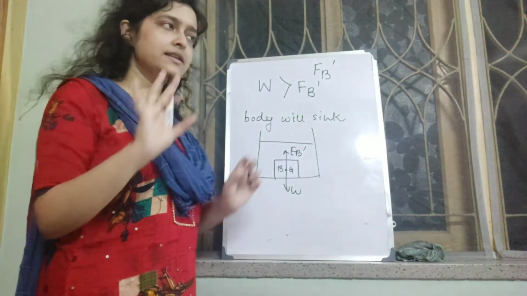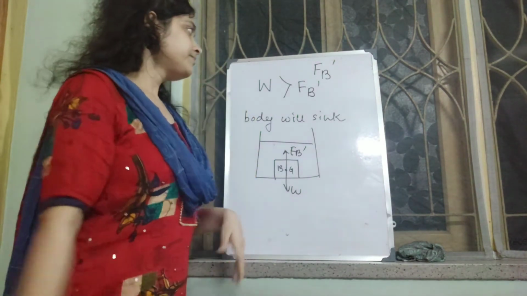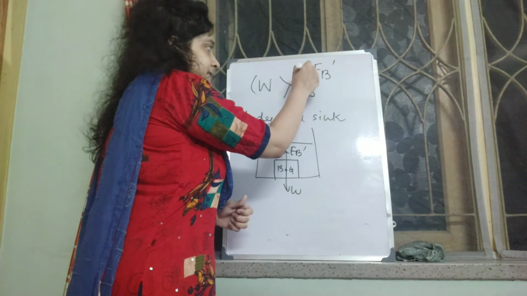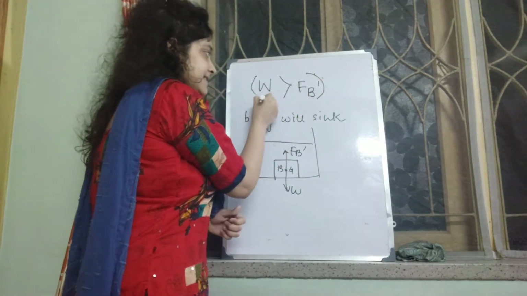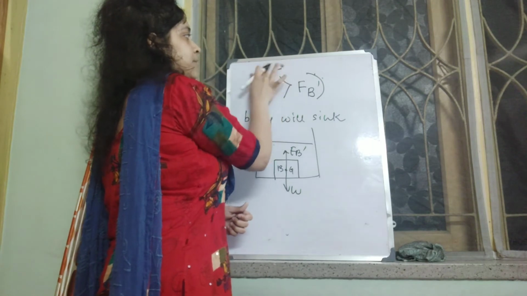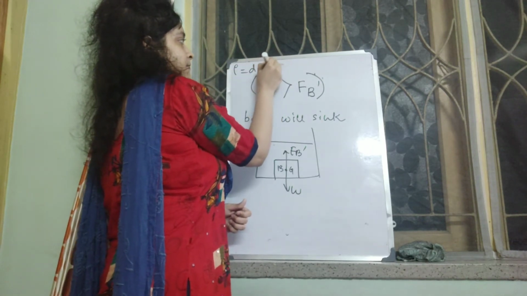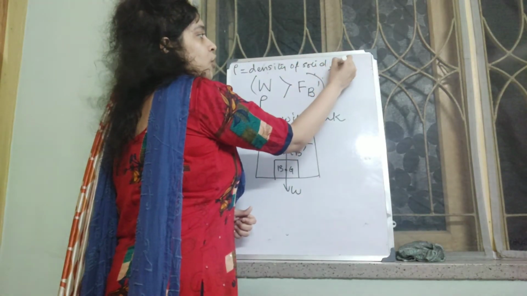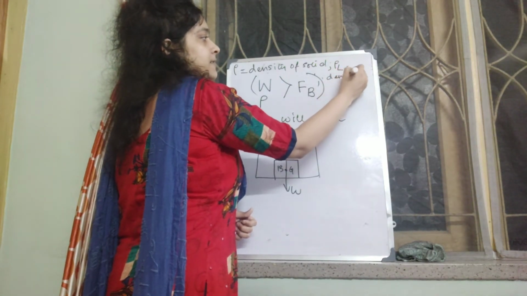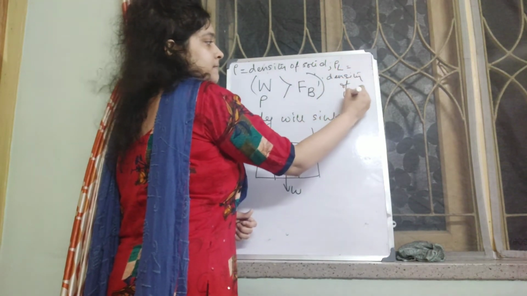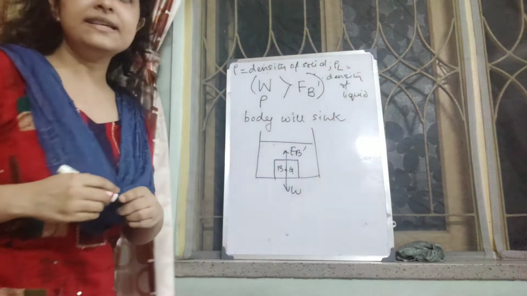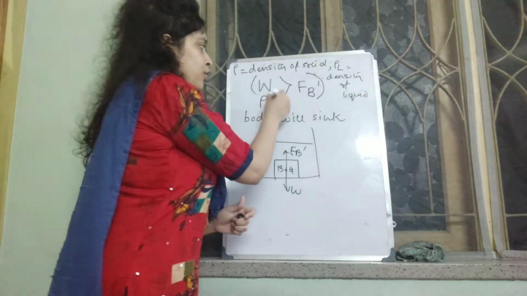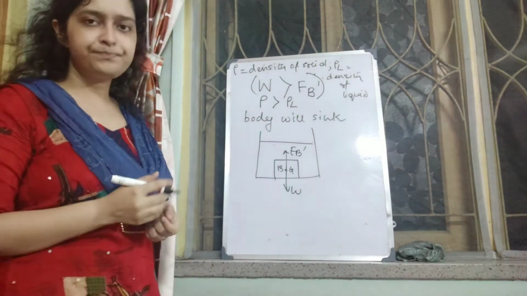You have these diagrams, okay? Please try to understand the things. This is the case, the body will sink. Can I write this case in terms of the density of the body? Say rho is the density of the solid and rho L is the density of the liquid. Can I say then, if rho is greater than rho L, the same case will happen?